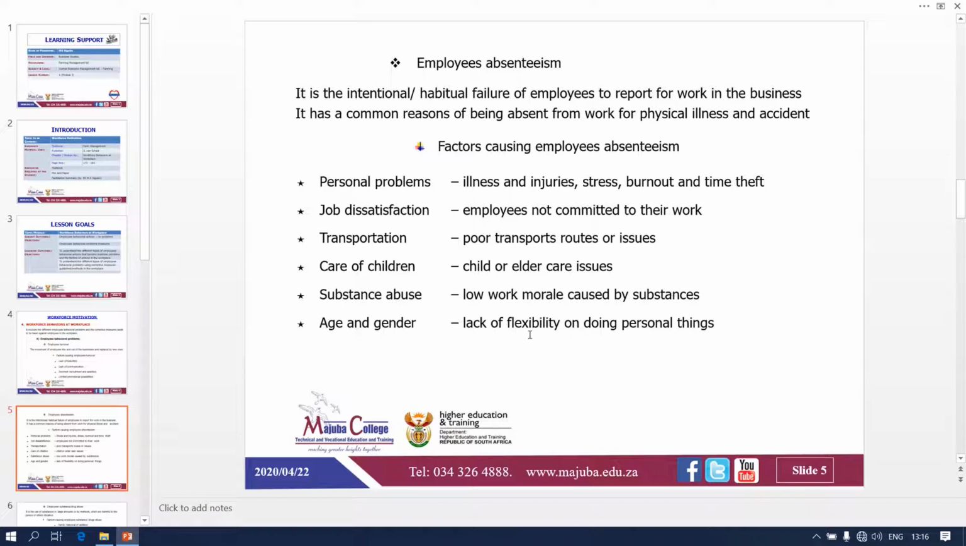Age and gender: the lack of flexibility on doing personal things. Young people at work want to be in and out of work. They don't want to be at work, but they applied for the position. They don't apply their mind to go to work. So this is the problem. As for gender, you may find there are males who want to do something, females who want to go shopping. This is one of our factors.